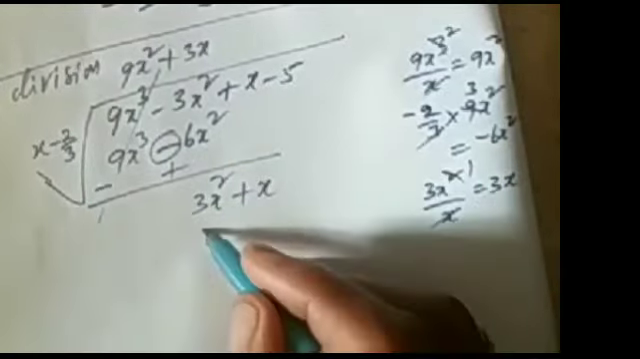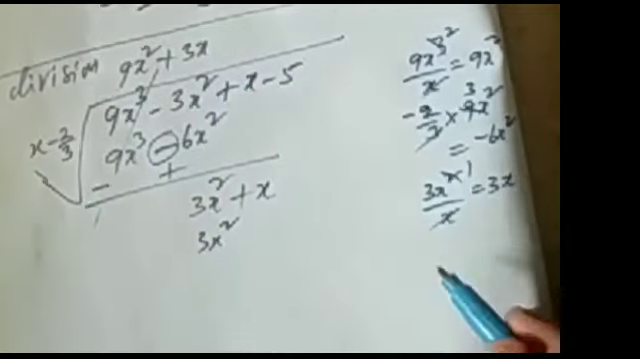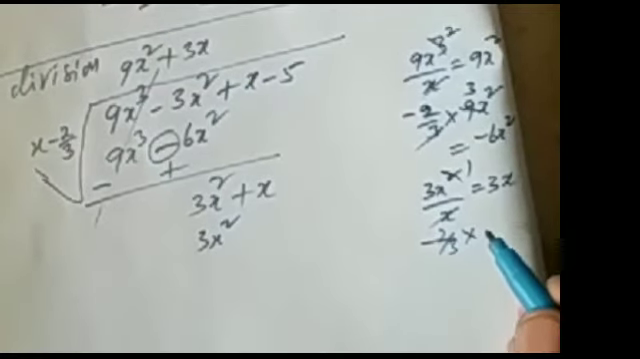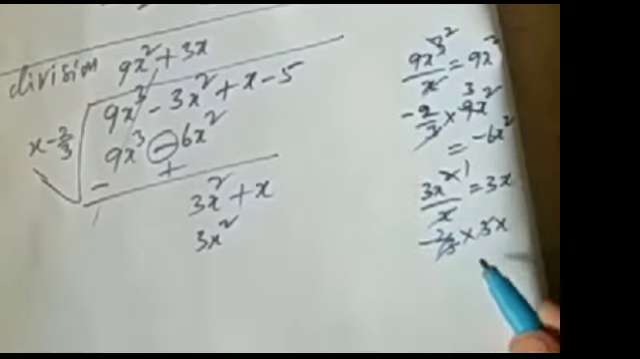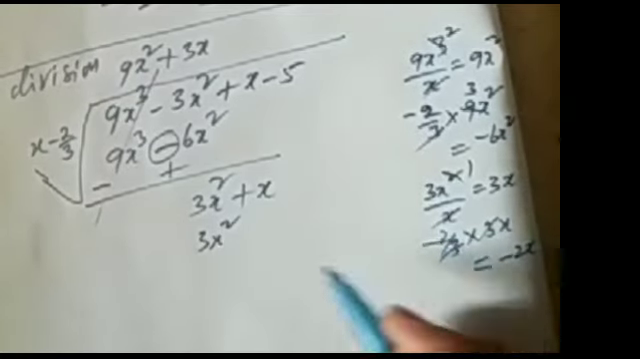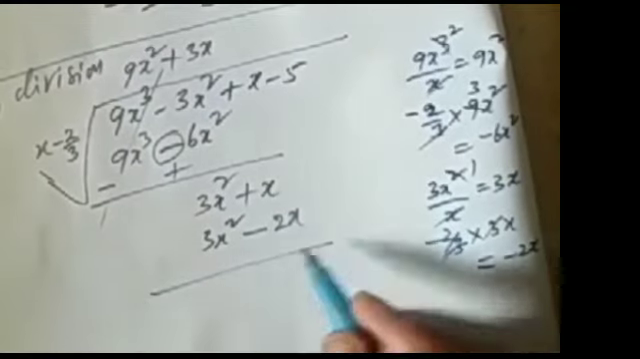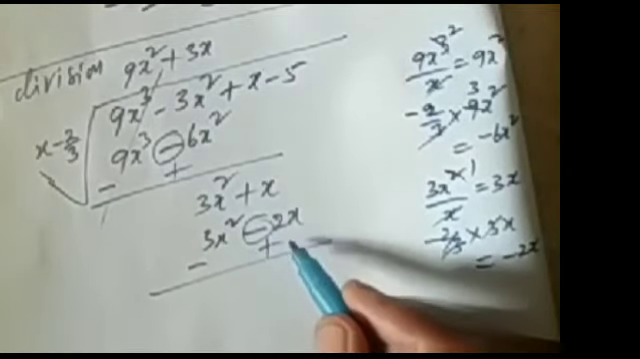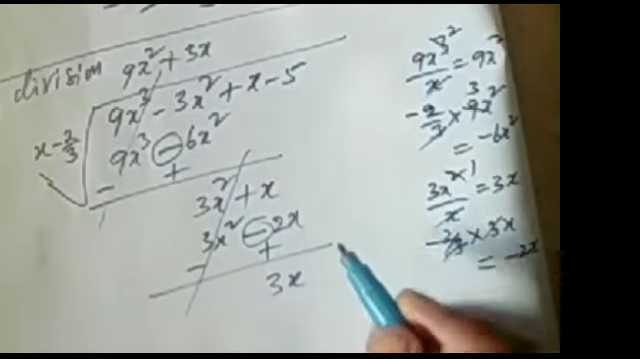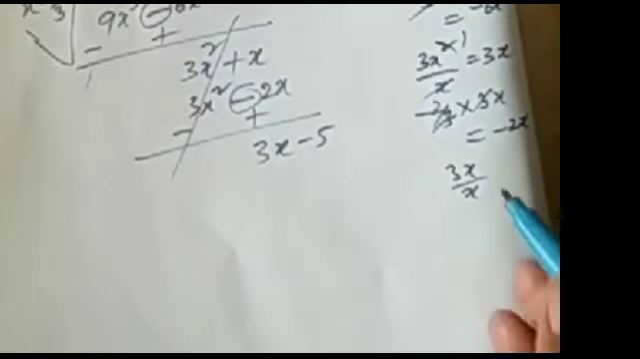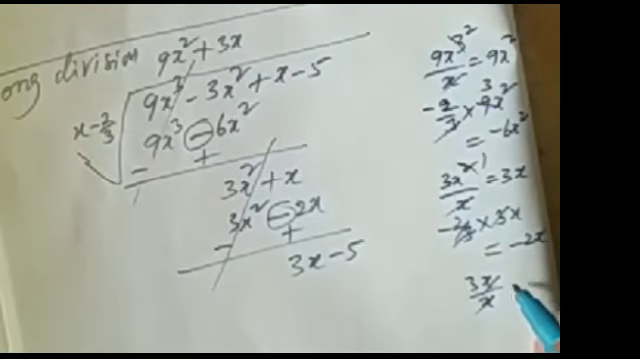So 3x. Write 3x in the quotient part. Now multiply x into 3x, 3x square minus 2 by 3 into 3x, the 3s cancel, you get minus 2x. Next, the third step is subtraction, change sign. So 3x, bring down 5. Now division, another cycle. Division: 3x by x, first term by first term, so 3.